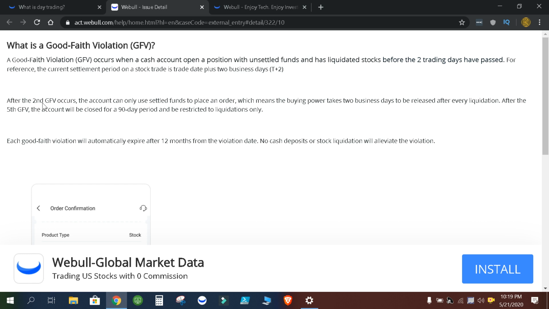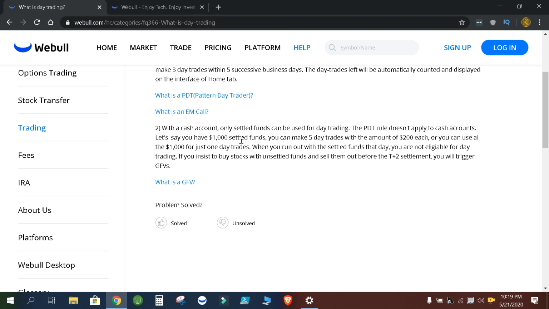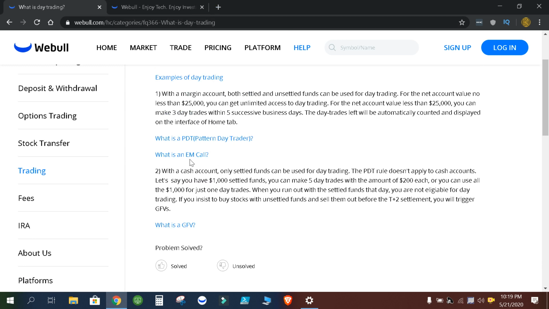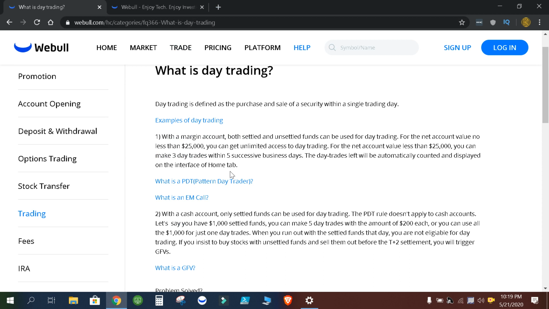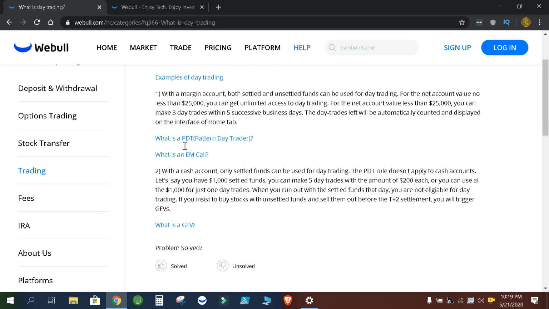Excuse me, not second time. Fifth time. Excuse me. The second time, it'll take additional days for it to settle. Okay, so yeah, the second time you can only use settled funds, and the fifth time they close you for 90 days. You don't ever want to have to get that, so we're not really going to worry about that. Most people don't run into these issues. Again, anybody who's day trading understands the really important rules with the margin accounts. So it's not that hard to follow.